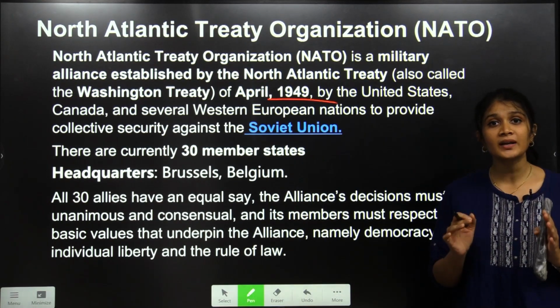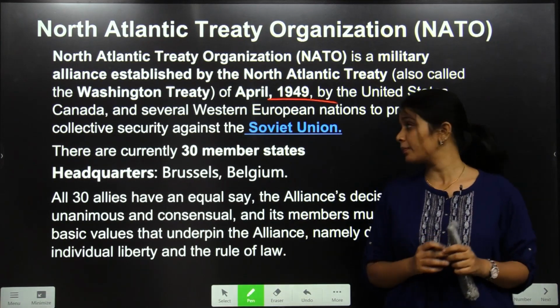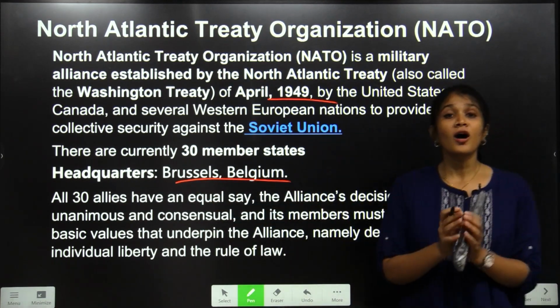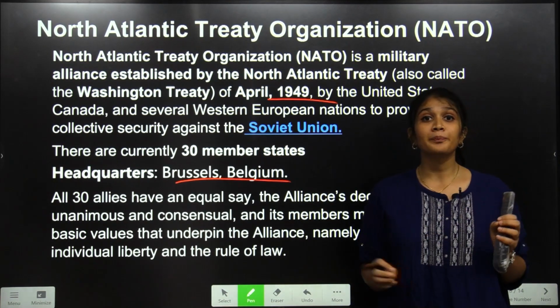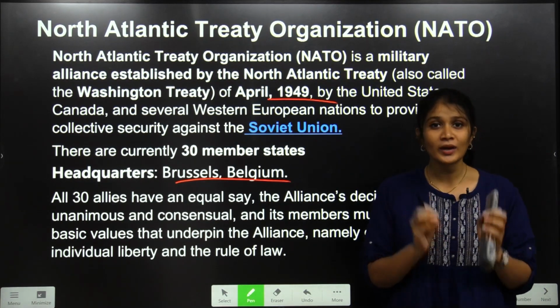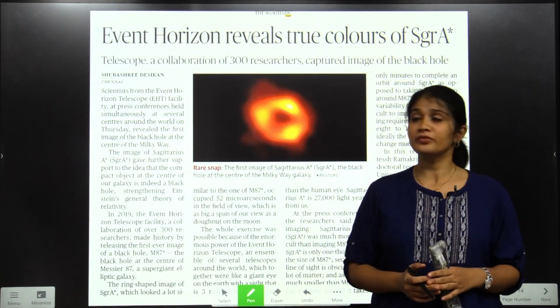Presently, there are 30 countries in NATO, mostly the US, Canada and the western part of Europe. Its headquarters is at Brussels, Belgium. All these 30 countries have equal say and a unanimous vote. The proceedings in this particular organization are carried out through unanimous and consensual leadership. Let us look at the third article of the day.